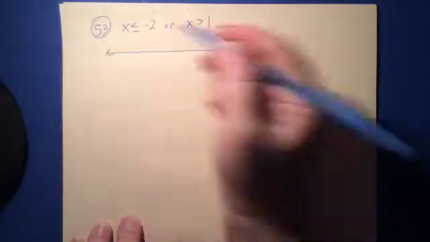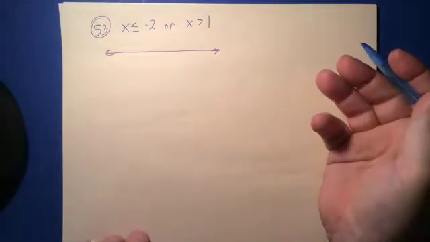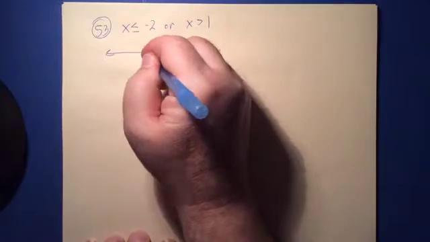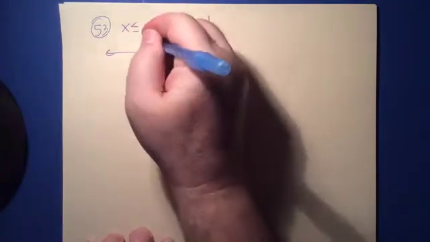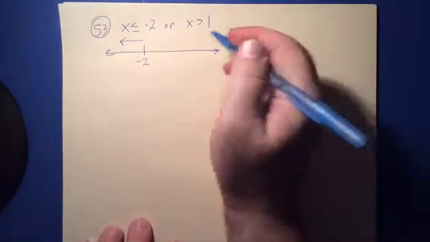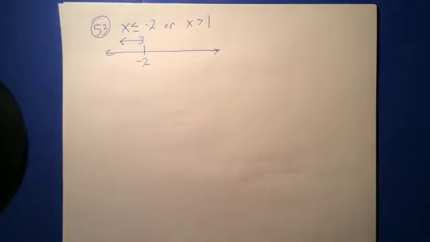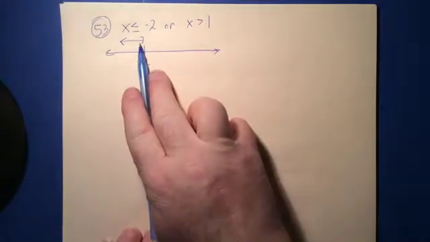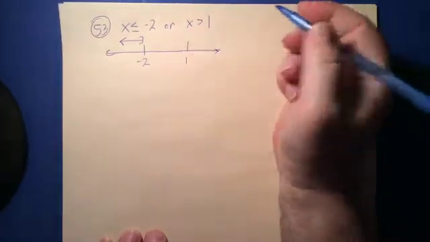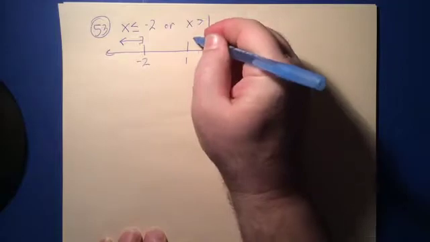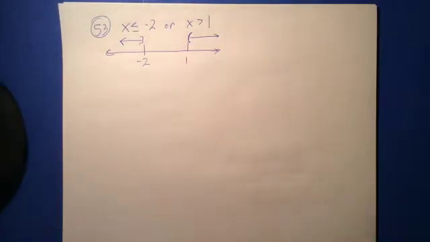So let's take a look at how we do this. Here what I'm going to do is graph each of these as if they were separate, but I'm going to graph them on the same number line. For example, let's start with negative 2. I know that this is going to go to the left, and because it's less than or equal to, it's going to be a bracket. Now for x is greater than 1, I'm going to put a line at 1. I'm going to draw my arrow pointing to the right, and I'm going to draw a parenthesis as such.